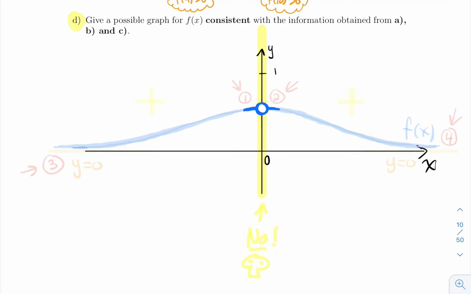That was because of the first important limit on the left side of 0 and the second important limit on the right side of 0.